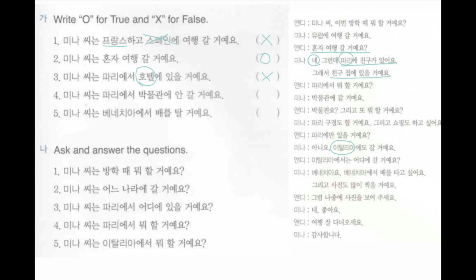Number 4. 미나 씨는 파리에서 박물관에 안 갈 거예요. Is it true? Andy asks, 파리에서 뭐 할 거예요? 박물관에 갈 거예요. So she will go to the museum. So the sentence 박물관에 안 갈 거예요 is wrong. Number 5. 미나 씨는 베네치아에서 배를 탈 거예요. Is it true? 베네치아에서 배를 타고 싶어요. Yes, it is her plan, isn't it? So this is true. 자, 나아갑시다.